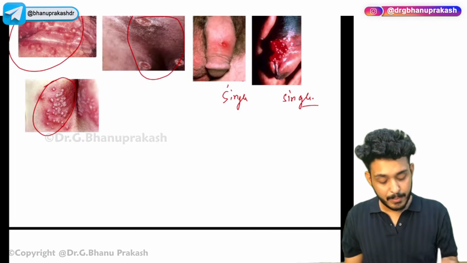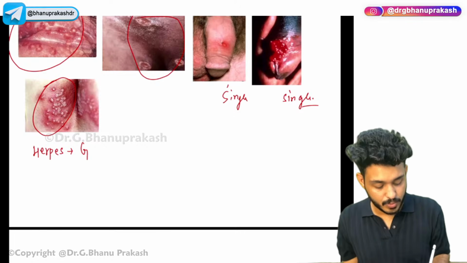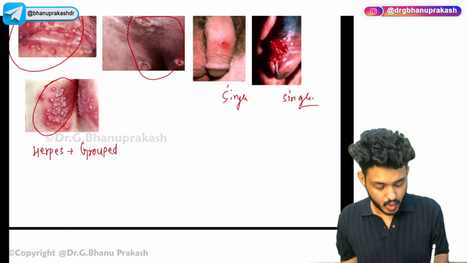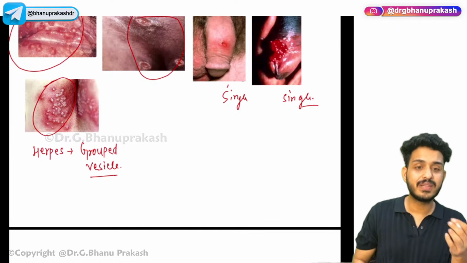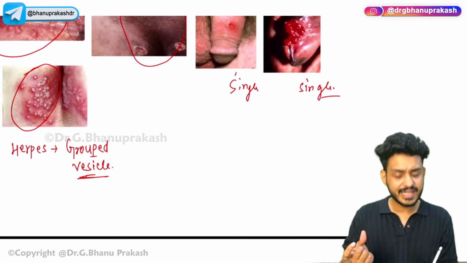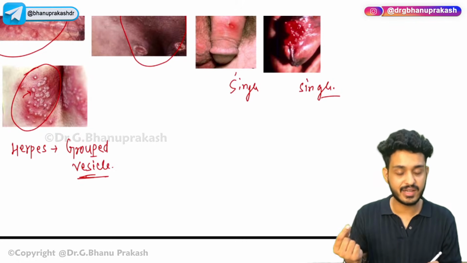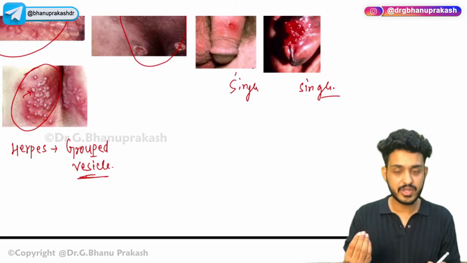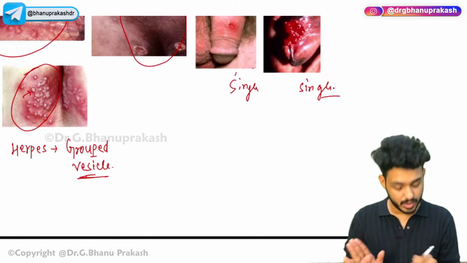Remember, I told you in the first slide itself, the meaning of herpes is grouped vesicle. Guys, use the terminology that you have. What is the meaning of herpes? The meaning of herpes is grouped vesicle, right? You already know that a vesicle is a clear fluid-filled lesion. We have already studied vesicles. Whenever you find grouped vesicles, that is nothing but your herpes.